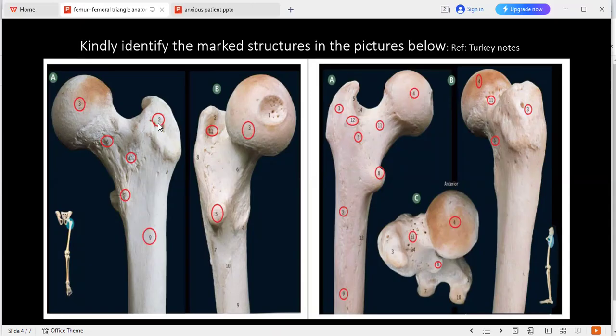All right. Can you please tell me what is number 9? It is the surgical neck of the femur. Are you sure? It's the shaft. All right. Number 5, yes, is the lesser trochanter. 11 is the intertrochanteric fossa.